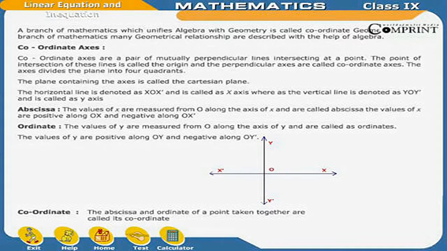Abscissa. The values of x are measured from O along the axis of x, and are called abscissa. The values of x are positive along OX and negative along OX'. Ordinate. The values of y are measured from O along the axis of y and are called ordinates. The values of y are positive along OY and negative along OY'. Coordinate. The abscissa and ordinate of a point taken together are called its coordinates.